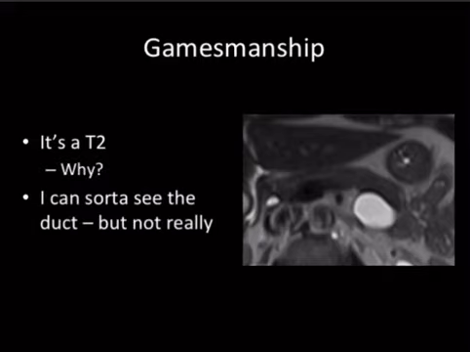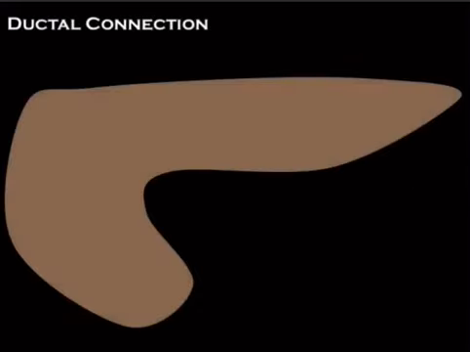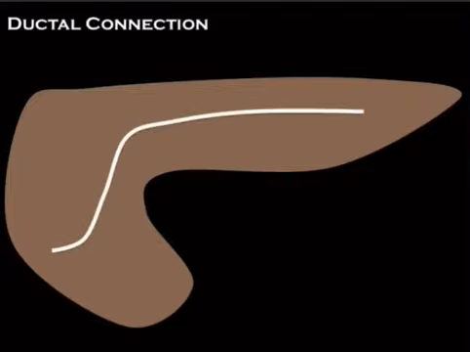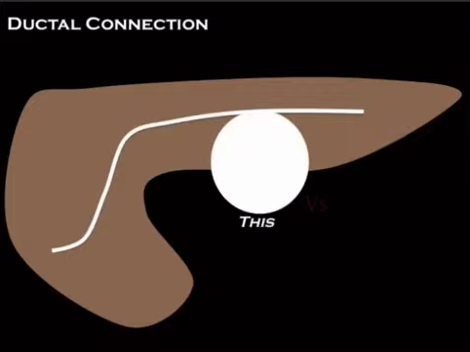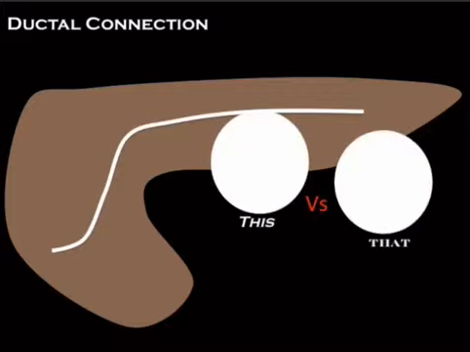Maybe I'm trying to show you the duct. The duct is a thing you can see on T2, but I can sort of see the duct, but not really. Now, why would I care about that? Why would I care about the duct? Because ductal communication is going to make it so that you can differentiate between a lot of different stuff. So here's your duct. So you can differentiate between this and that.